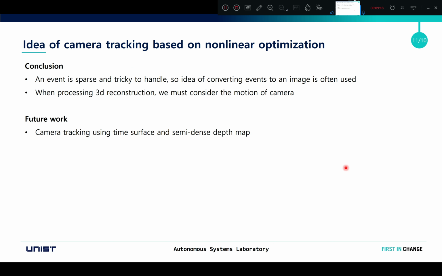In conclusion, events are sparse and tricky to handle, so the idea of converting events to an image is often used. And when computing 3D reconstruction, we must consider the motion of the camera. In future work, I'll try camera tracking using the time surface and semi-dense depth map.